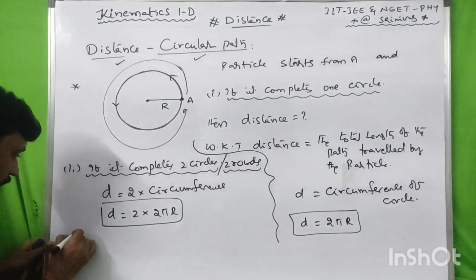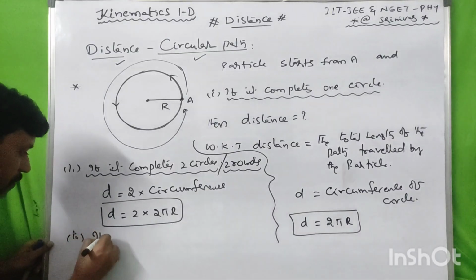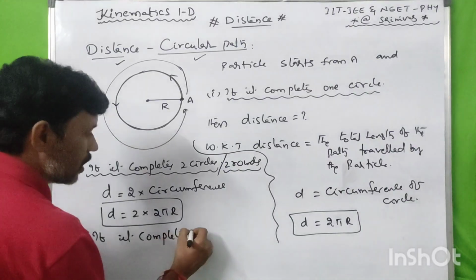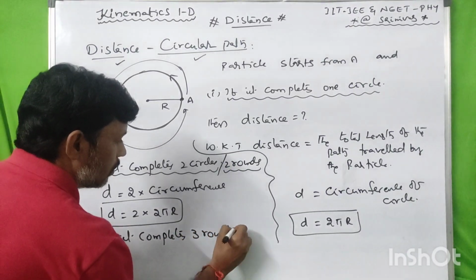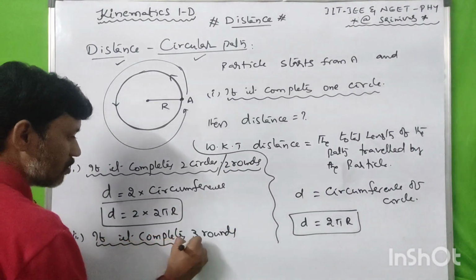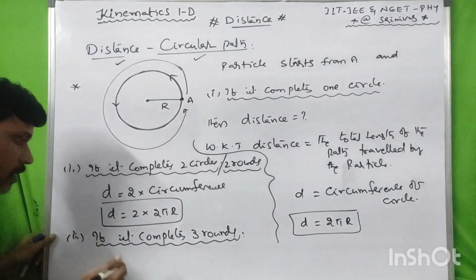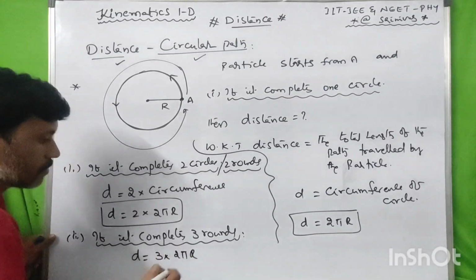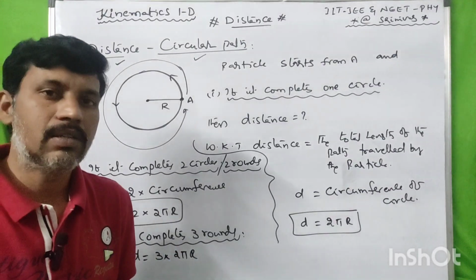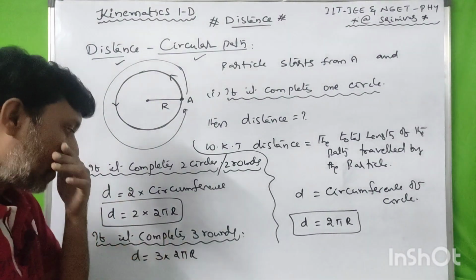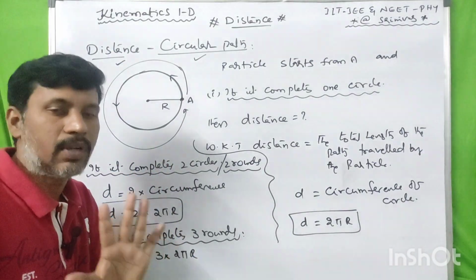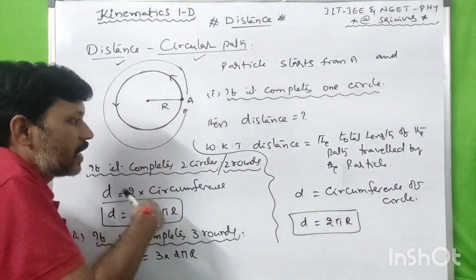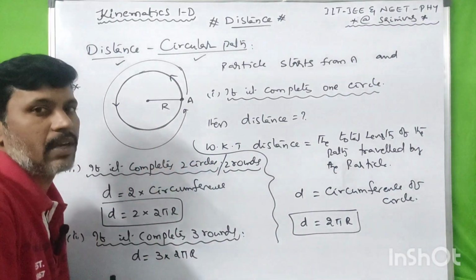Right now, third one. If it completes three rounds or three circles, I hope you already know that. So distance D is equal to 3 times 2 pi r. Understand? Distance D is equal to 3 into 2 pi r. For 4 circles, 4 into 2 pi r. 5 times, 5 into 2 pi r. If 10 circles are completed, 10 into 2 pi r.